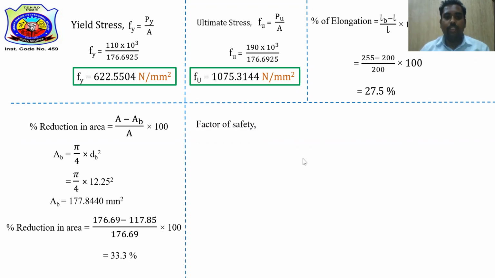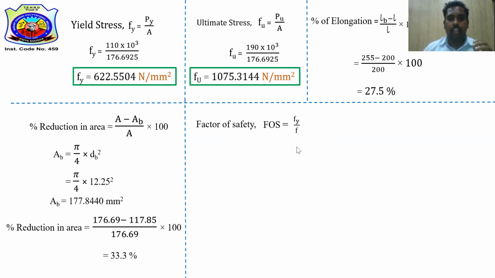The one more thing we need to find is, with the help of the factor of safety, the safe stress. How to find the safe stress? Very simple. First, I'll write the factor of safety. Factor of safety, FOS, equals Fy by F.